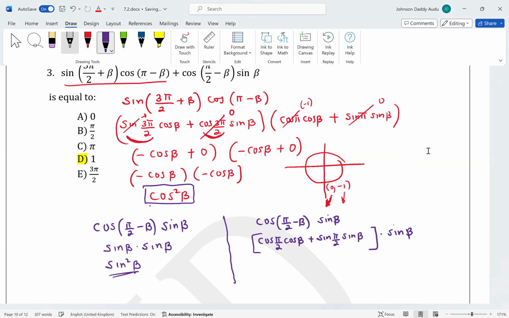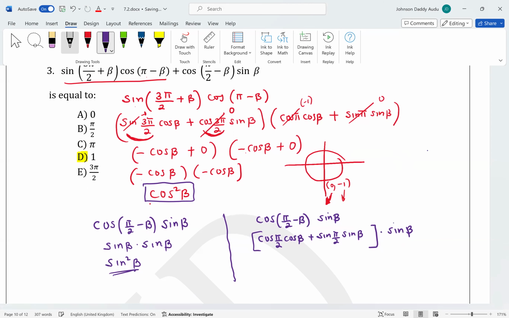Okay, but if you look here, this is sine 90. We know sine 90 is 1, but cosine 90 is 0. So this term will become 0, and you have only this term left, which is just sine beta. Now you multiply by the sine beta outside, so you have sine squared beta.